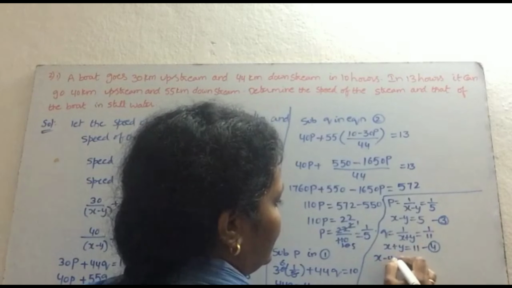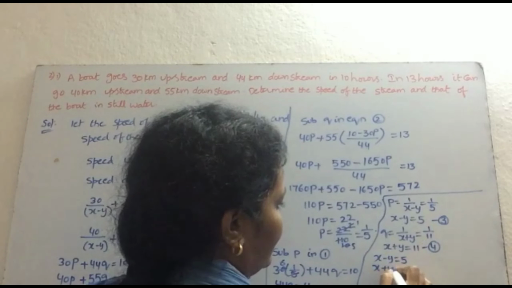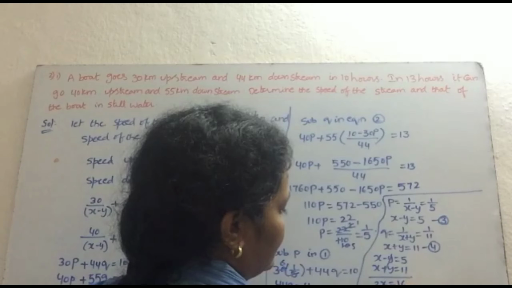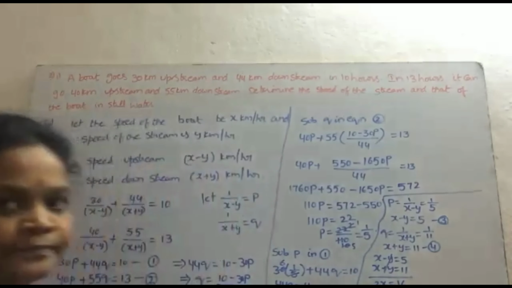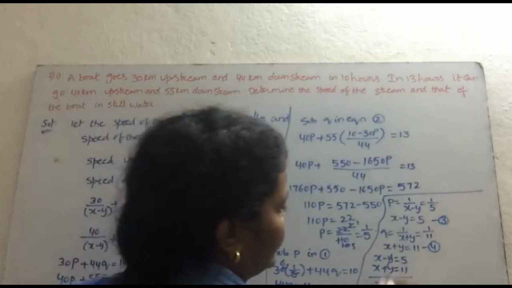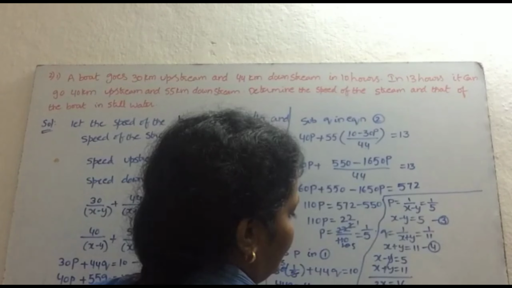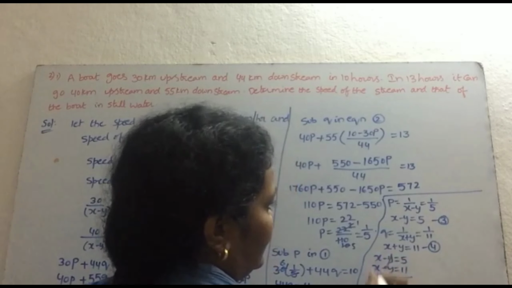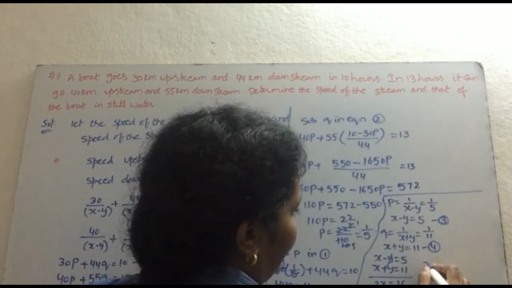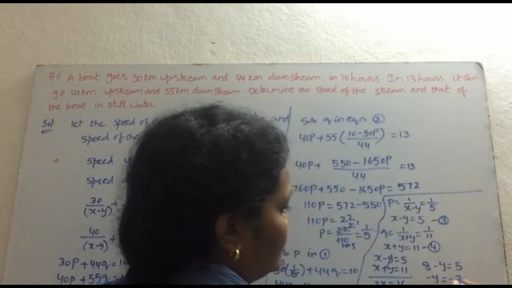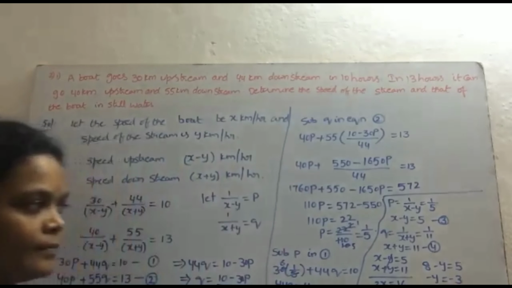So x minus y is equal to 5. X plus y is equal to 11. 2x is equal to 16. X is equal to 8. Substitute x in equation 3. We will get 8 minus y is equal to 5. So minus y is equal to minus 3. Y is equal to 3.